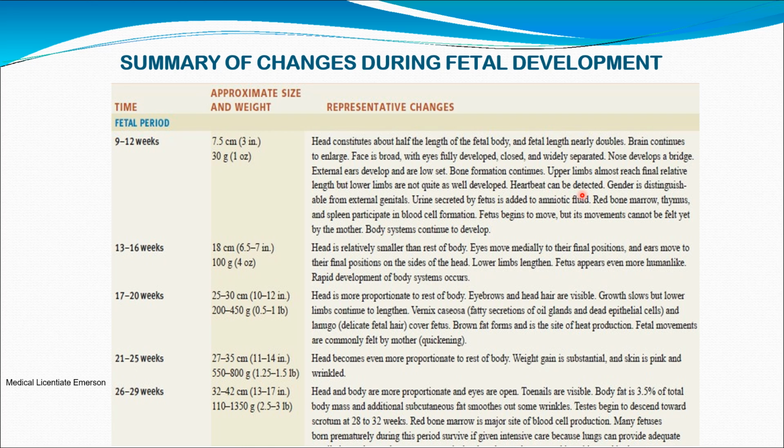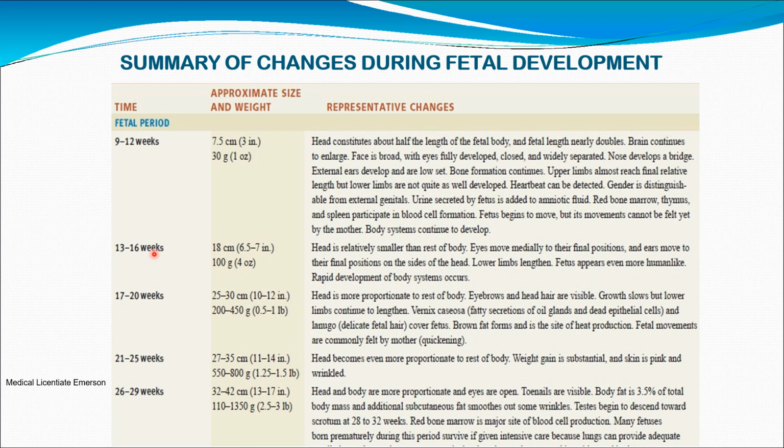The heartbeat can be detected now at this period. Then the gender is distinguishable from external genitalia. The urine is secreted by the fetus and is added to the amniotic fluid. Then the red bone marrow, the thymus, and the spleen participate in blood cell formation. Then the fetus begins to move, but its movements cannot be felt yet by the mother. Then the body systems continue to develop. So the body starts to move by the fetal period of 9 to 12 weeks, but the quickening, or the movement of the fetus, won't necessarily be felt by the mother. Then the body systems will continue to develop.